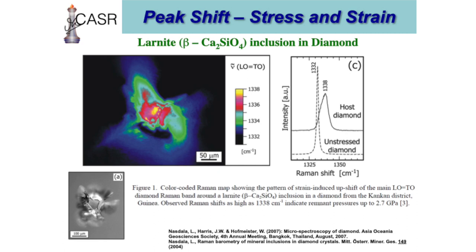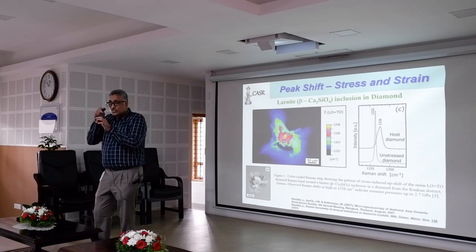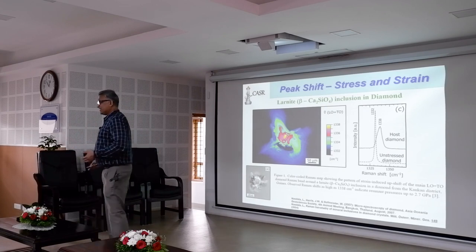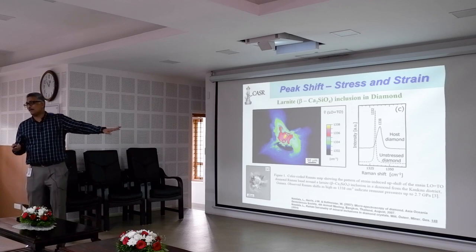And how much is the pressure? It is about 2.7 gigapascals. And you know that one bar or one atmosphere is 10 to the power of 5 pascal. So this is 2700 atmospheres. That means that small larnite sitting there is putting diamond under such a strong stress. So you can see how things can change by just inclusion of an atom in between, because it can change the electronic property of the material itself. You can see the kind of effect with a simple Raman experiment.